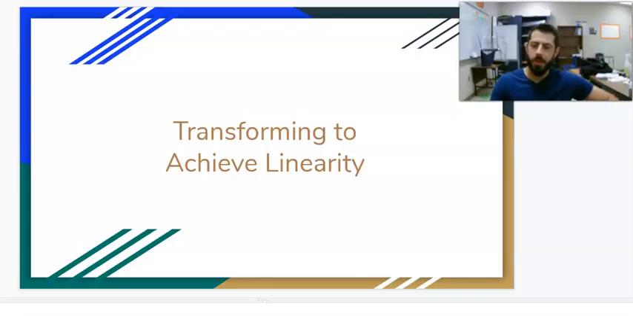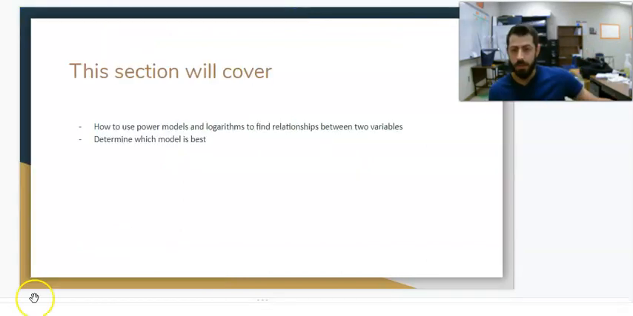So this video is going to be over how to use logarithms to take something that is nonlinear and make it linear, in regards to scatter plots anyway. So we will use power models and logarithms to find relationships between two variables, and we're going to use those outcomes to determine which of those is best.